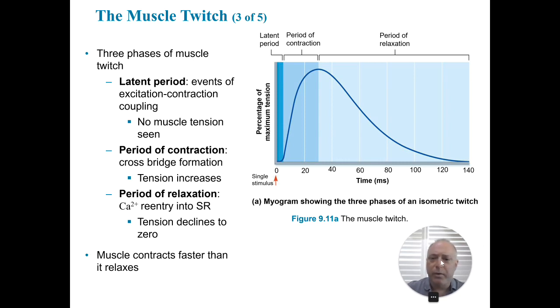If we get into muscle twitch, there are three phases of the twitch. There's a latent period where no muscle tension is seen. Then the period of contraction, where the cross bridges form and the tension increases. And then the period of relaxation, where all that calcium that has been released goes back into the sarcoplasmic reticulum and the tension goes down to zero. And so it's showing about 140 milliseconds for this one twitch.